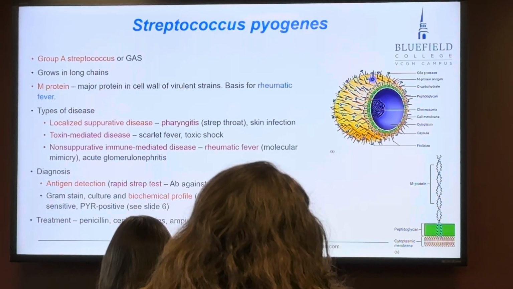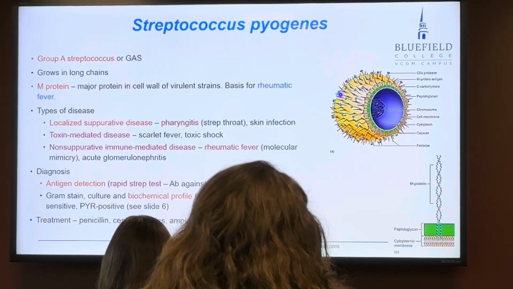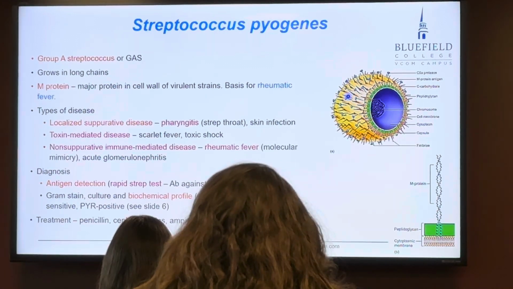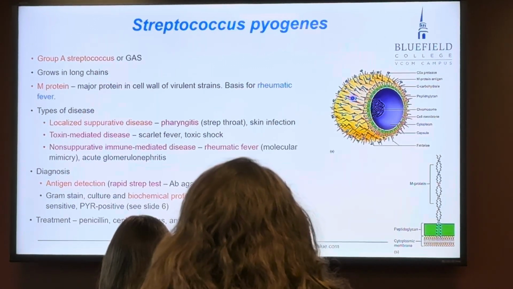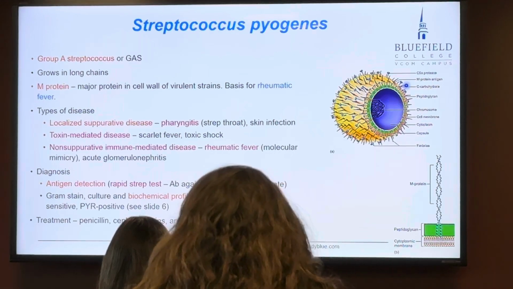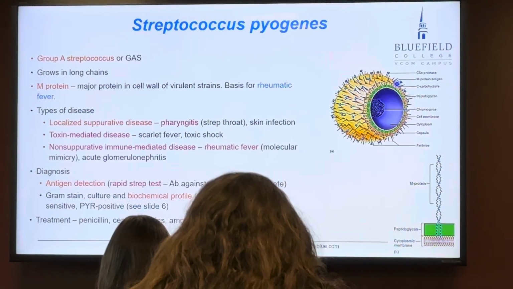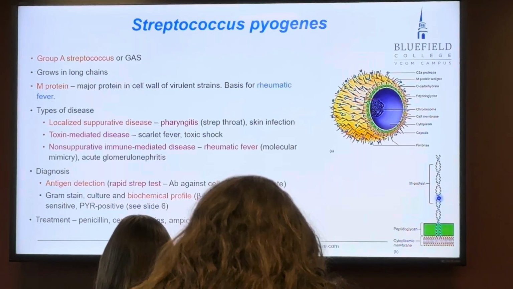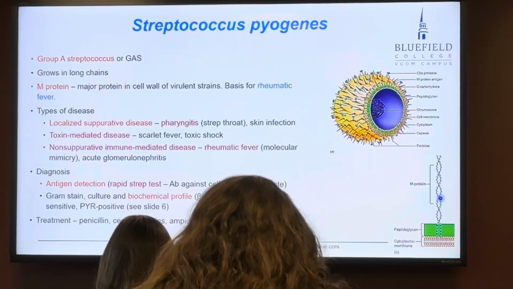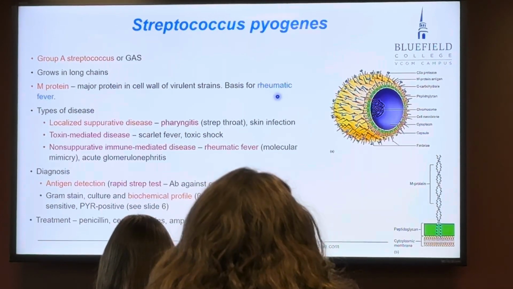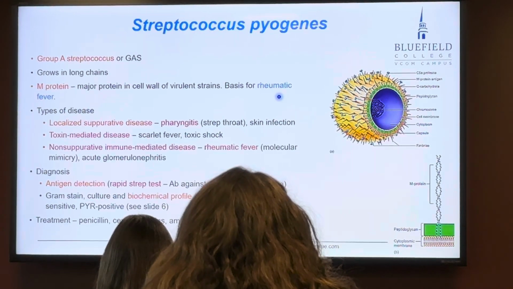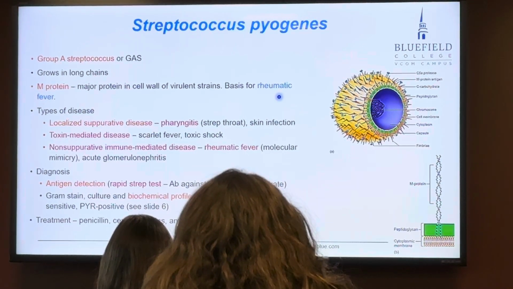So here's a cartoon of the bacterium, and the big thing to remember about this is the M protein, and that's one of these little spiky structures right there, the red spiky structure. That's your M protein. Here's another cartoon of that, and we'll come back to why that's important in just a minute. Because here's the punchline. This is the reason that we have rheumatic fever.